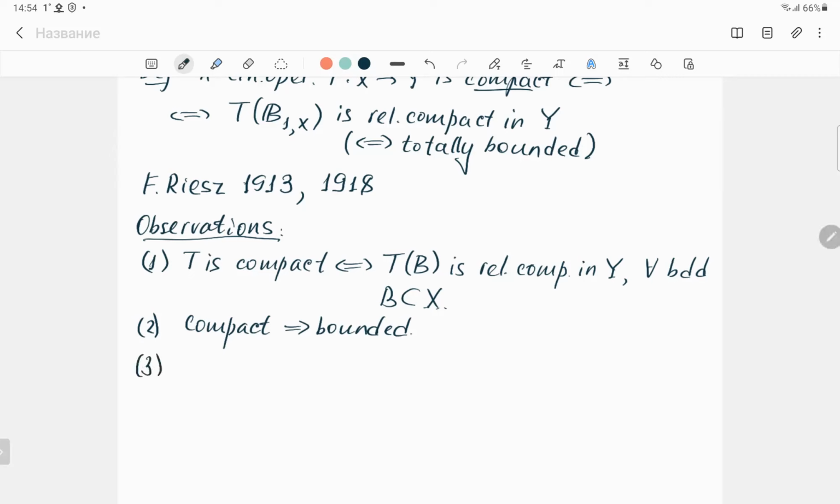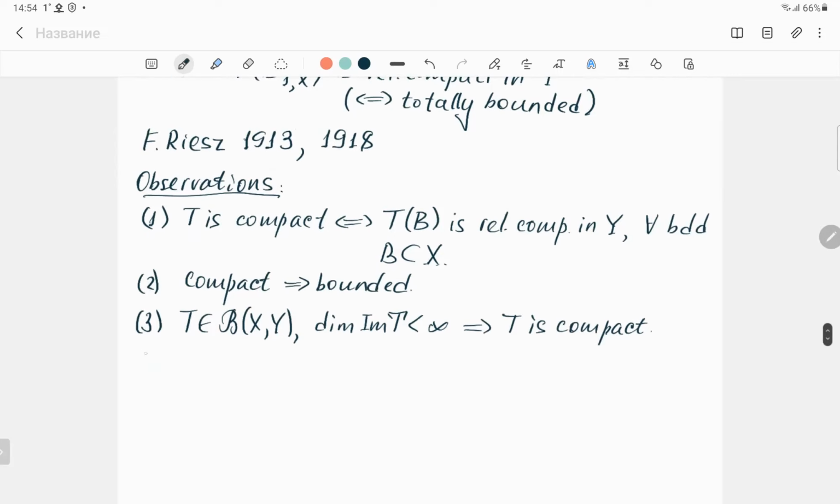There is a special situation in which the converse is also true. Namely, if T is a bounded operator from X to Y, and the image of T is finite dimensional, and in this case, we say that T is a finite rank operator, then T is compact. Well, indeed, the image is finite dimensional, and we know that each bounded subset of a finite dimensional space is relatively compact. So if T is a bounded finite rank operator, then it is compact.